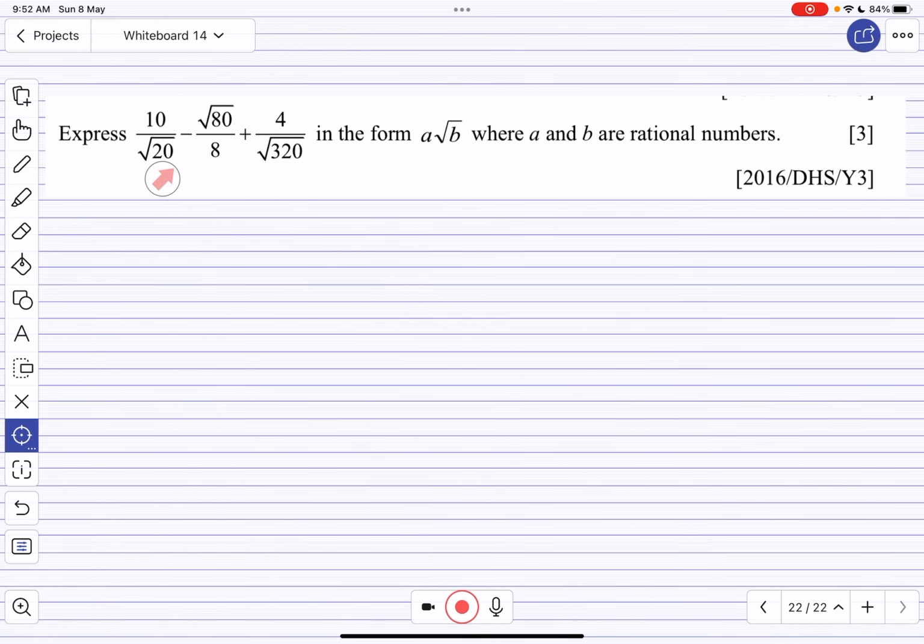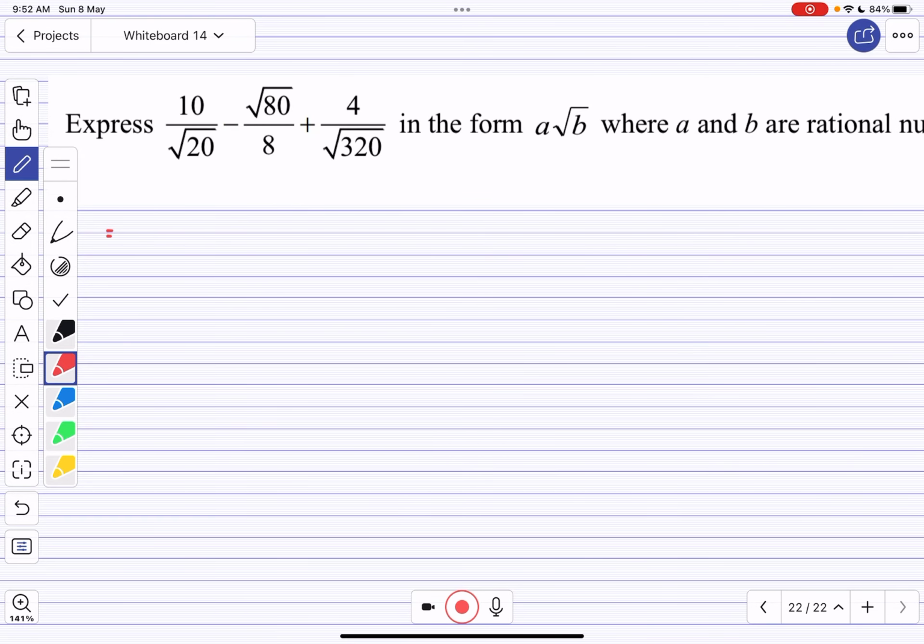Express 10 over square root 20 minus square root 80 over 8 plus 4 over square root 320 in the form of a square root b, where a and b are rational numbers. So likelihood is when we are combining fractions, right, or surds. What I want to do, one popular thing that we do, is to try to break down the surd to smaller numbers.